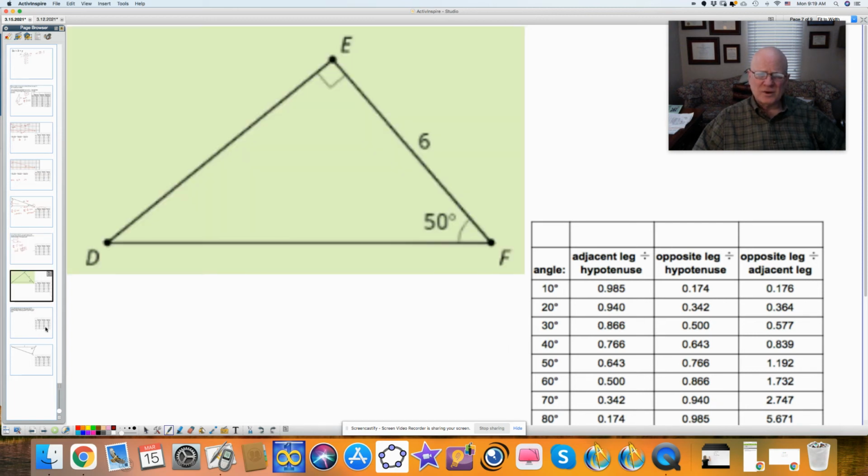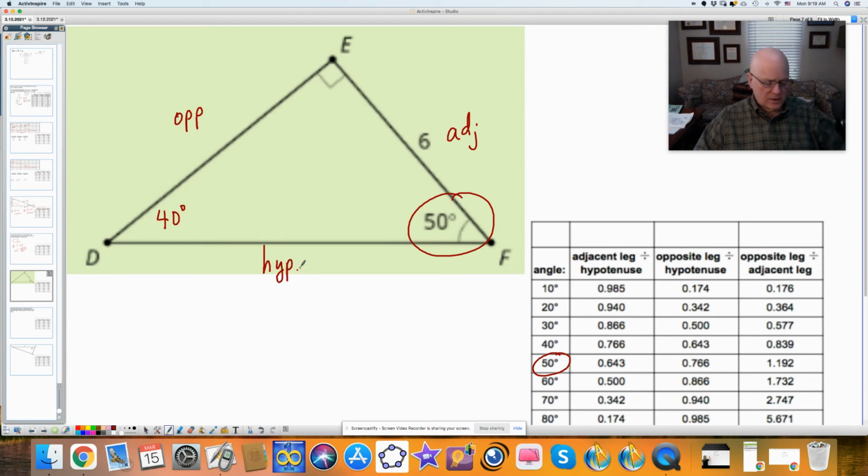Here we have a triangle. Now you could turn this around and manipulate it so that it's standing upright if you wanted to, but I'm just going to do it like it is. 50 degrees is my reference angle, this one here. Of course, the other angle must be 40 degrees. And from this angle, this would be the adjacent leg, this would be the opposite leg, and this would be the hypotenuse.